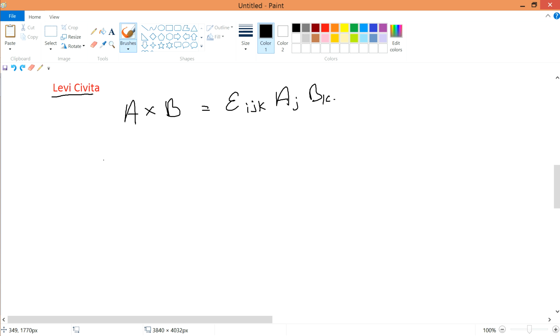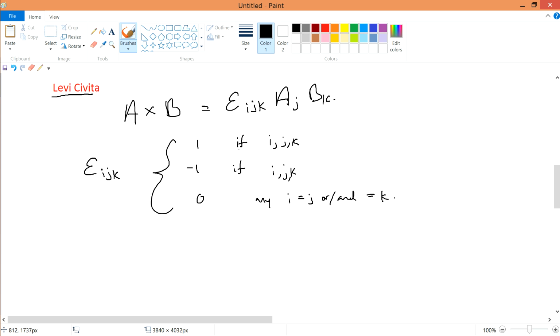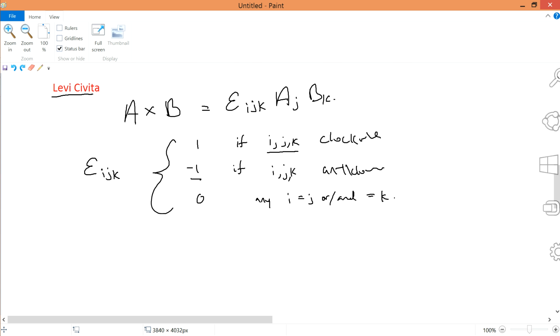The key definition of the Levi-Civita goes like this: it is 1 if ijk is clockwise, and minus 1 if ijk is anti-clockwise. It is 0 if i and j are equal, or i and k are equal, or if all three are equal. Exactly what this means and how it is applied to the cross product, I'll not go through now, but in terms of the definitions and how to apply, I'll try to do it over here.